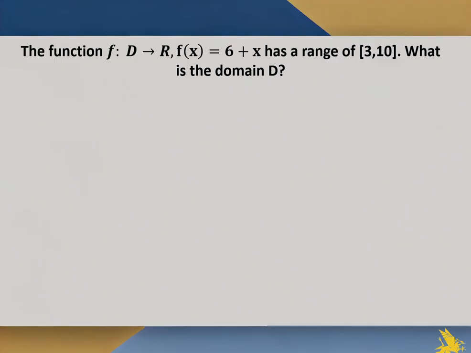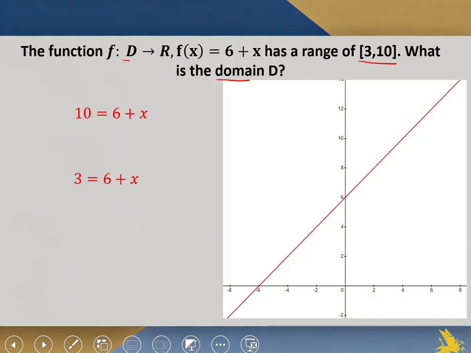So the function f colon d, it's described by all real numbers. F of x equals 6 plus x has a range of 3 and 10. So we're trying to find out what d is, our domain. Because we're told what range is, I can substitute that into my equation as my y value. So I've done that. Instead of saying y, I've got 10. Instead of saying y, I've got 3. And I can solve for x. If I solve for x, that tells me what my domain will be.